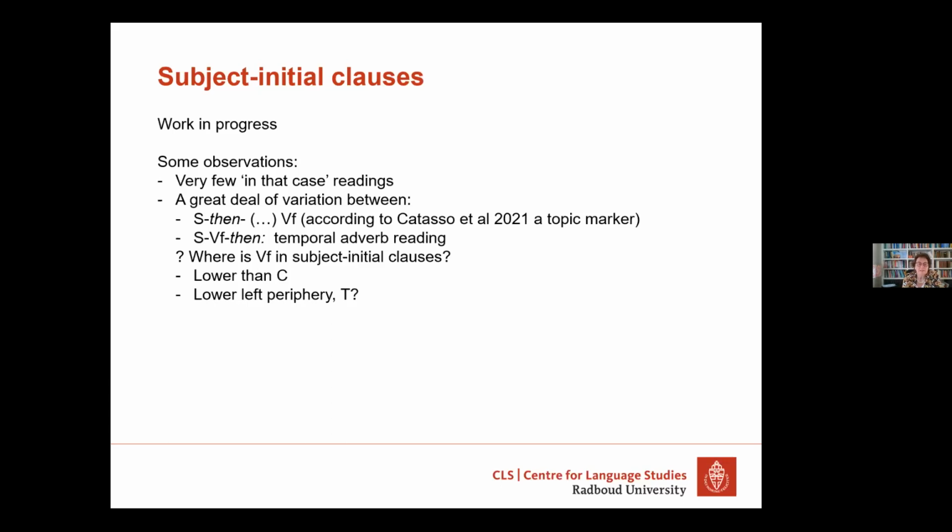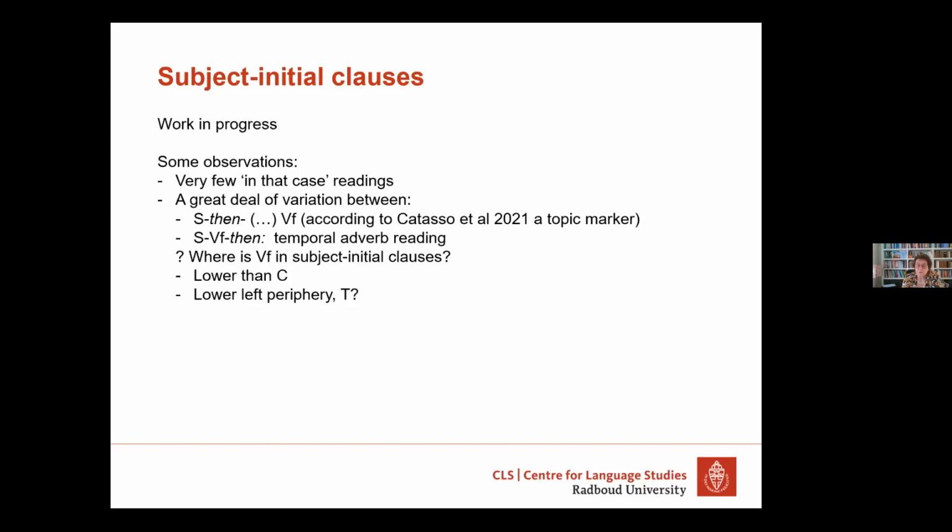Between S, then, finite verb word orders, according to a recent paper by Nicolas Catasso and co-authors in the Journal of Historical Syntax, the important outlet for the audience here, this is a topic marker. But there's also an enormous amount of S verb finite then, in which you get a simple and straightforward temporal adverb reading. What is precisely going on there is something that I haven't fathomed out.